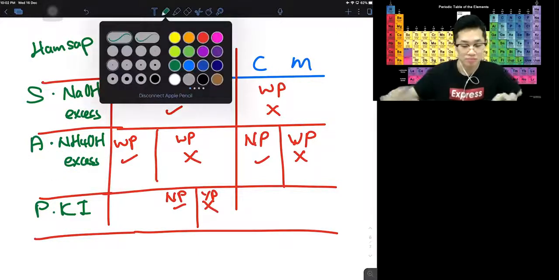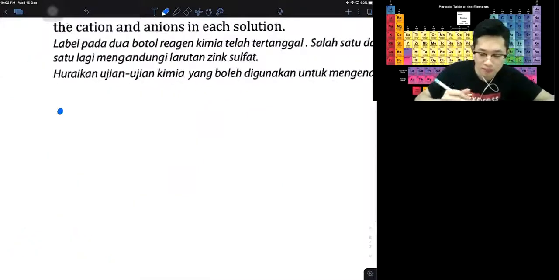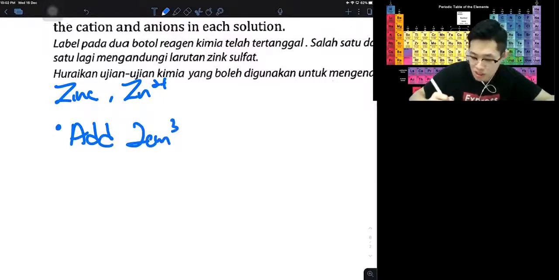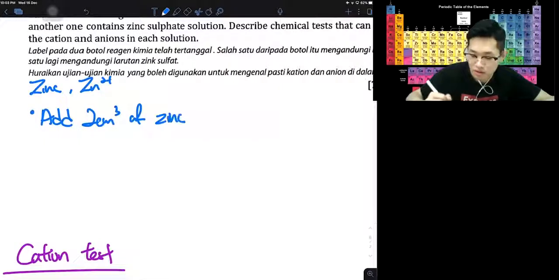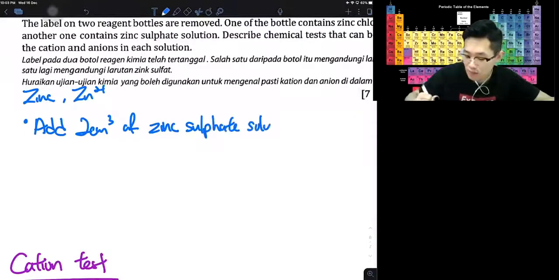So what do I do? So first, now it's zinc ion test. So I will add 2 cm cube of zinc sulfate solution into a test tube.